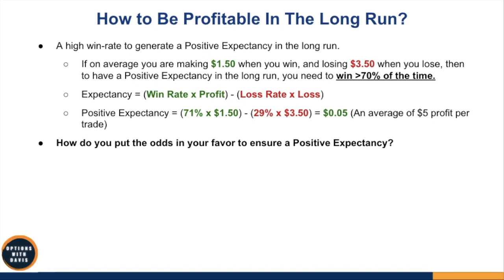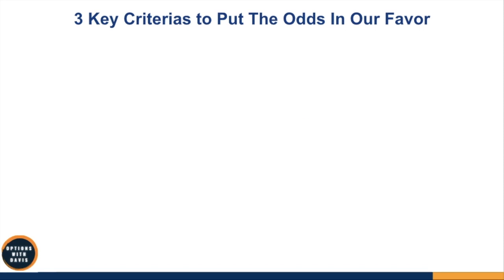So the question comes down to, how do you exactly put the odds in your favor to ensure a positive expectancy, right? We know we need to win 70% of the time. So how do we actually achieve this number, right? And the answer is to have three key criteria to put the odds in our favor.